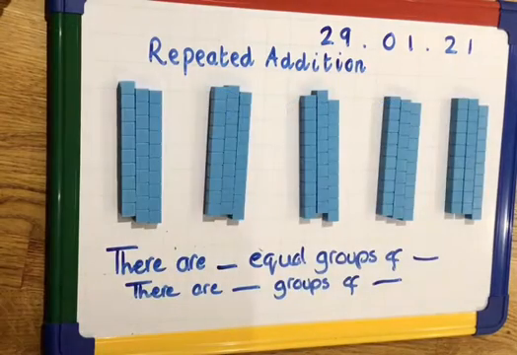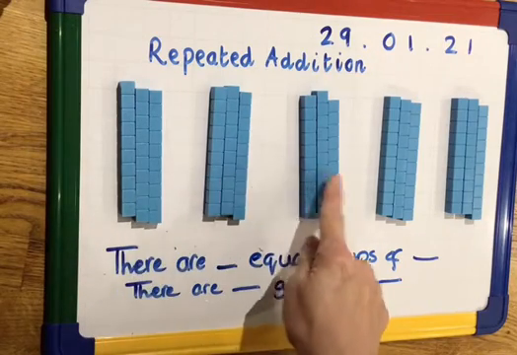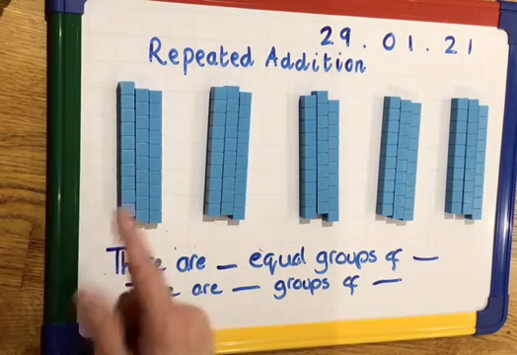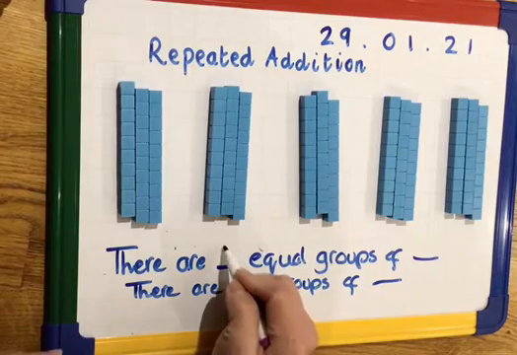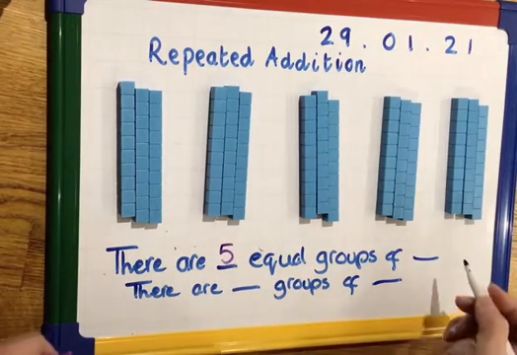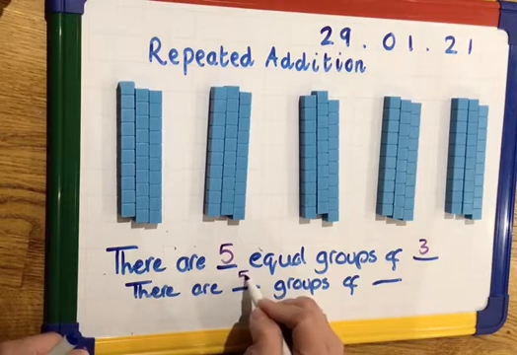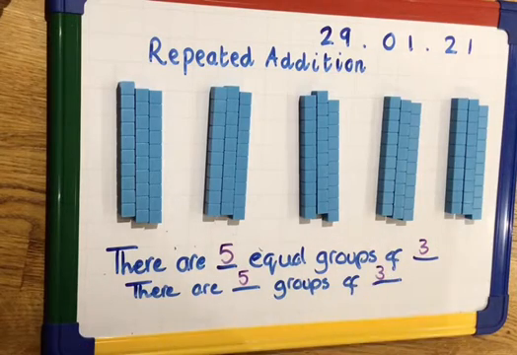So let's look at this example. Got some more equal groups here. Let's see, I've got 1, 2, 3, 4, 5 equal groups with 3 in each group. So there are 5 equal groups of 3. So I can say there are 5 groups of 3 rather than having to say the equal if I wanted to, because that's just a bit quicker.